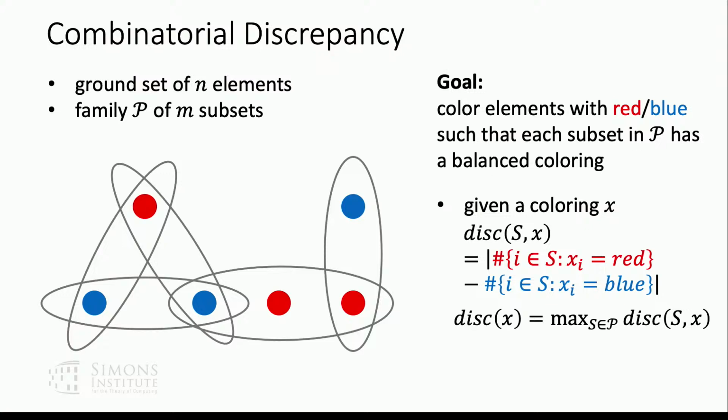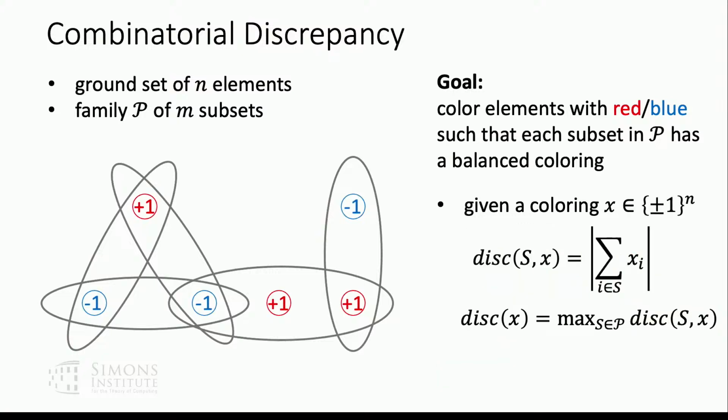And the discrepancy of the coloring with respect to the set system is just going to be the maximum imbalance that this coloring achieves over all of these sets in the system. Make sense so far? So I'm just going to measure the maximum imbalance among all of those sets in my family. So the question that we want to answer is, how small can we make this discrepancy? Well, do you have any guesses?